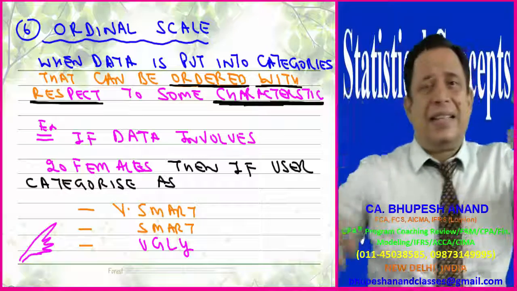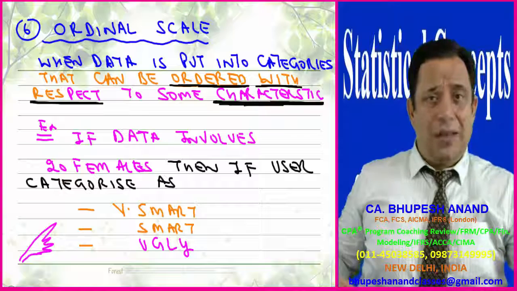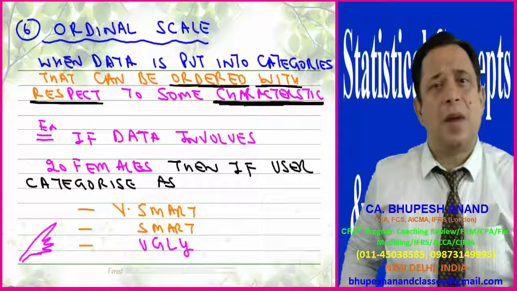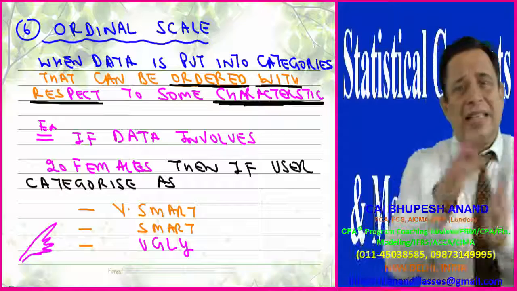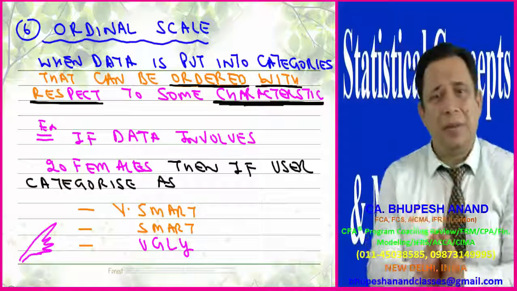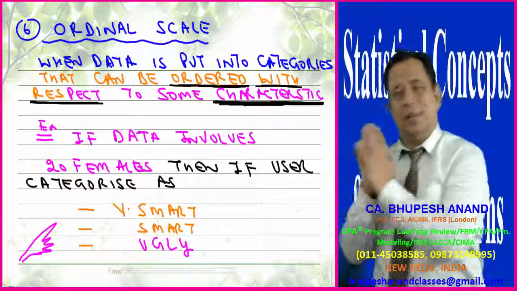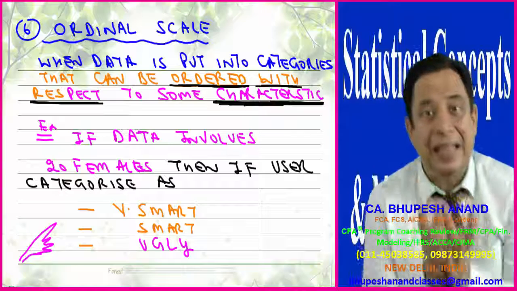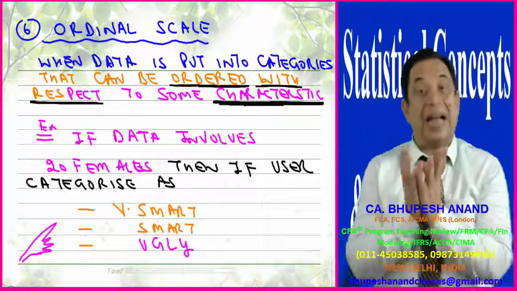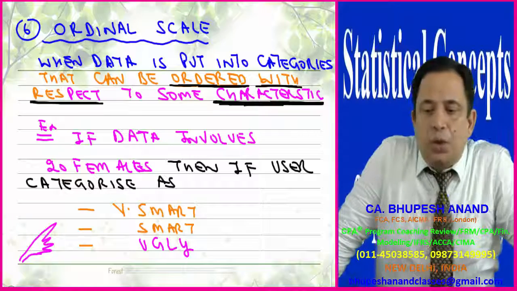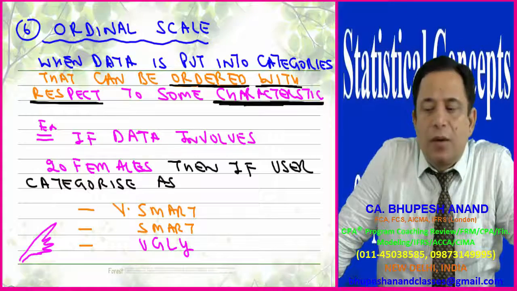So I can categorize that. Firstly, I can also order them: very smart, gorgeous looking females will stand first. Then second is smart looking females, and at the last, ugly looking females. So I am categorizing it with some order. So that is ordinal. When data is put into categories that can be ordered with respect to some characteristics.